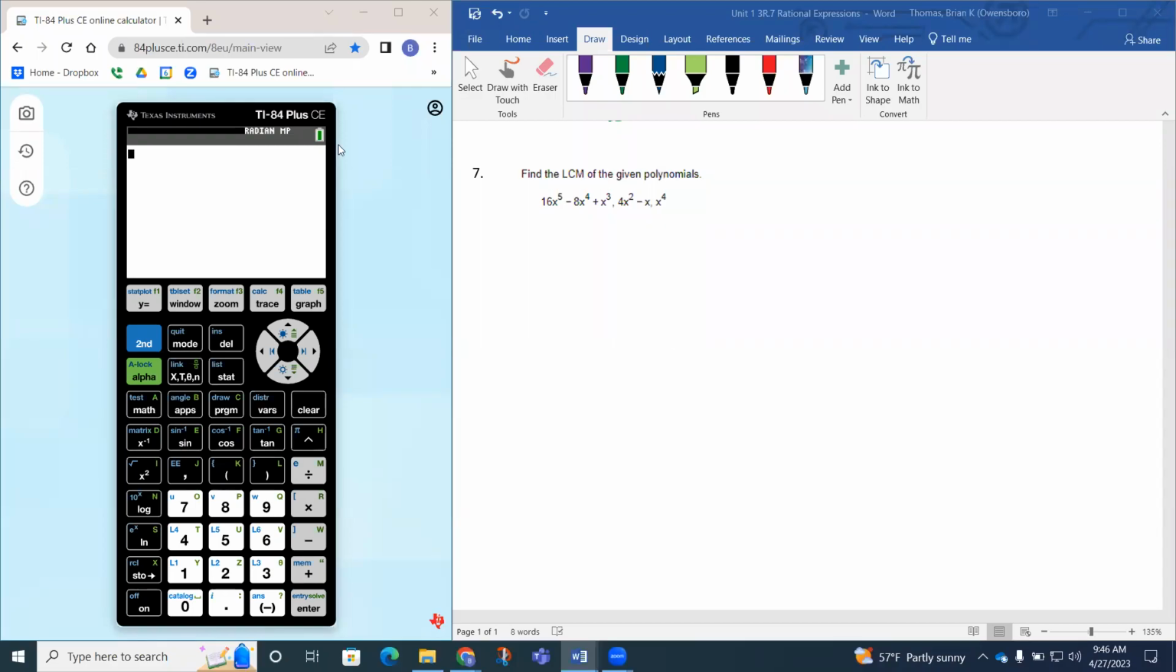So question 7 says find the LCM of the given polynomials. So we have 16x to the 5th minus 8x to the 4th plus x cubed is one of the polynomials. And we have 4x squared minus x is another polynomial. And then the remaining one is this x to the 4th.